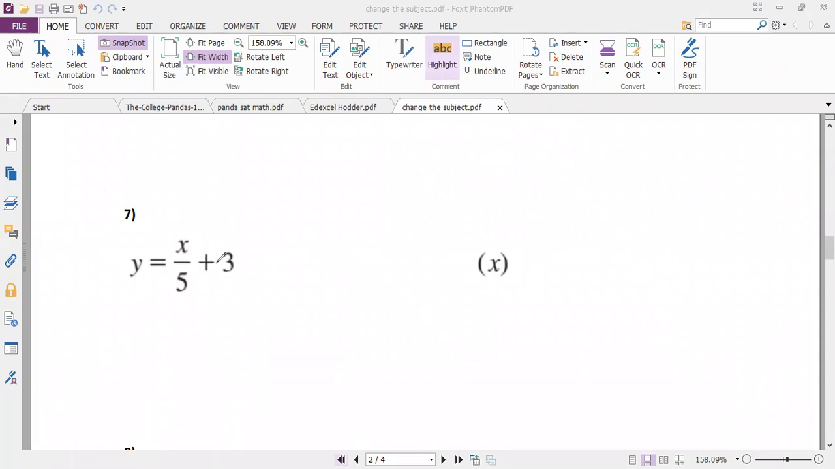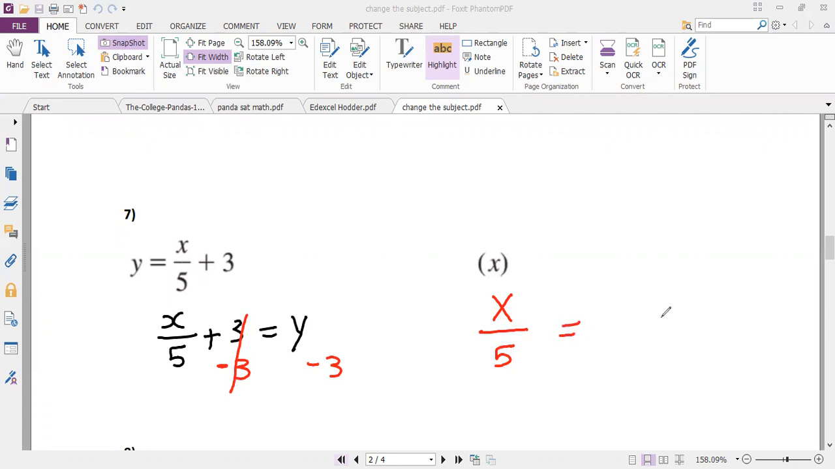Y equals x over 5 plus 3. So x over 5 plus 3 equals y. I want to make x the subject. So the first step is to cancel 3 by subtracting 3 from both sides. So x over 5 equals y minus 3. What is the next step? Because x is divided by 5, and I want to cancel this 5, multiply both sides by 5, to cancel this 5 and this 5 and get x alone.